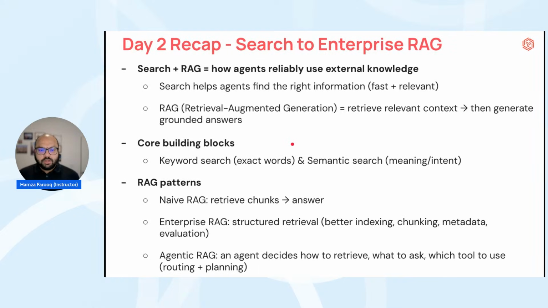I really want to highlight that search is important. Some agents do not need search, but a lot of the agents we work with in today's world need some kind of search. And having a good ecosystem for search is very, very important in how you build and design it. You go from keyword search to semantic search. From semantic search, you go to enterprise RAG.